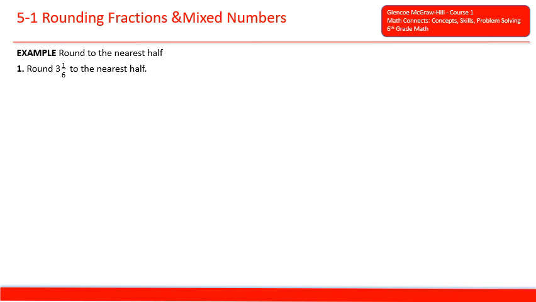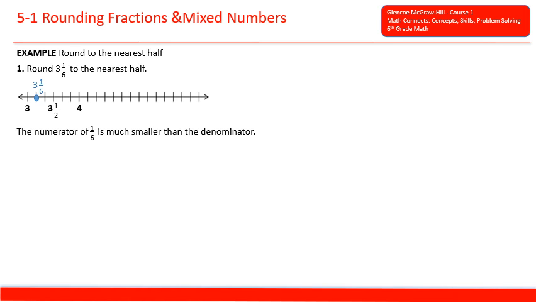Round to the nearest half. Round 3 and 1/6 to the nearest half. So we have a number line with 3 to 4 on it, and we see that there's 3.5. For 3 and 1/6, if we were to count the lines in between 3 and 4, it would be 5 lines, which means it's divided into 6 spaces. So we know that 1/6 would be that first line after the 3.